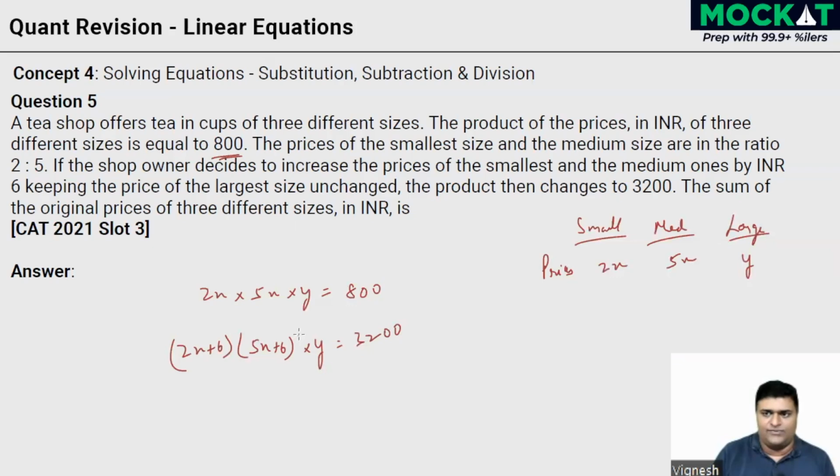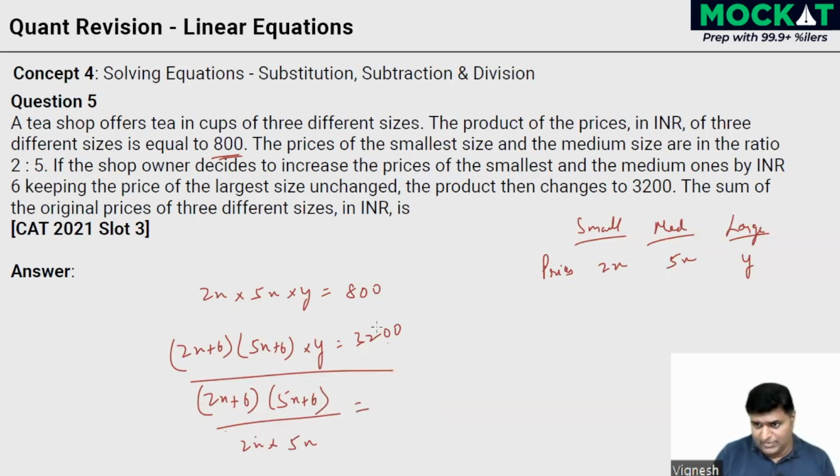So how do we solve for this? Several ways of doing it, right? But we know that it's going to be an integer answer. The standard method, let's just do that first, right? So we divide these two equations, bottom by top. We're going to get 2x plus 6 into 5x plus 6 divided by 2x into 5x, which equals 4 by 1, 4.